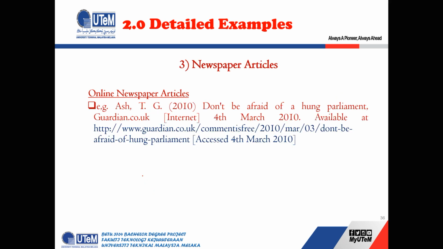So the example is, here we have the authors, year or date, the title, from where we have got it, from the internet, published on this date. And then this is what we have accessed: this newspaper article online from the Guardian. This is the complete address, accessed on 4th March 2010. So this is how we are going to give the reference of the news article.